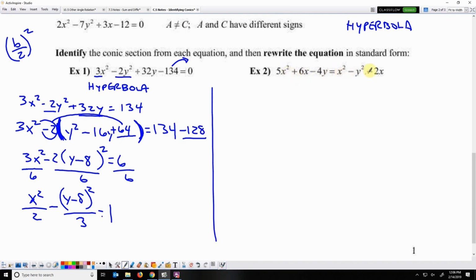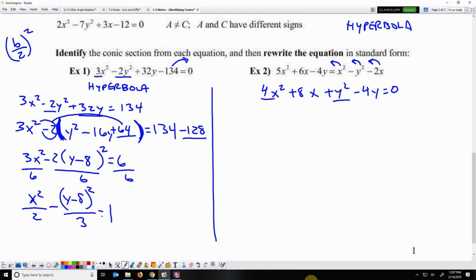Next, I have x squared and y squared. I've got things on both sides. I want to set this equal to 0 to see what it is, so I need to move this and this and this over to the other side. 5x squared minus x squared is 4x squared. 6x plus 2x is 8x. Then I've got a positive y squared minus 4y equals 0. Both squared terms exist.